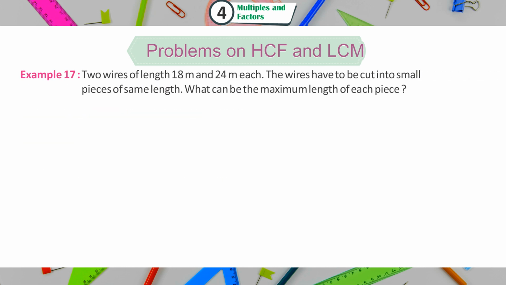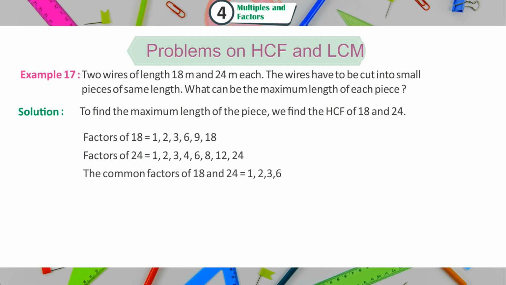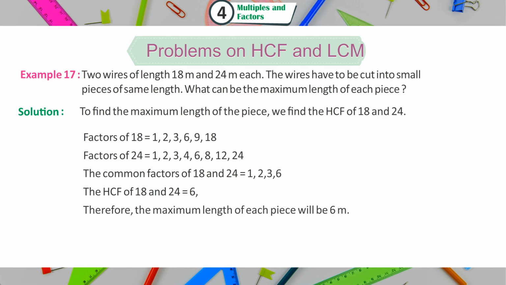Example 17. Two wires are of length 18 meter and 24 meter. The wires have to be cut into small pieces of the same length. What can be the maximum length of each piece? Solution. To find the maximum length of the piece, we find the HCF of 18 and 24. Factors of 18 are 1, 2, 3, 6, 9, 18. Factors of 24 are 1, 2, 3, 4, 6, 8, 12, 24. The common factors of 18 and 24 are 1, 2, 3, 6. The HCF of 18 and 24 is 6. Therefore, the maximum length of each piece will be 6 meter.